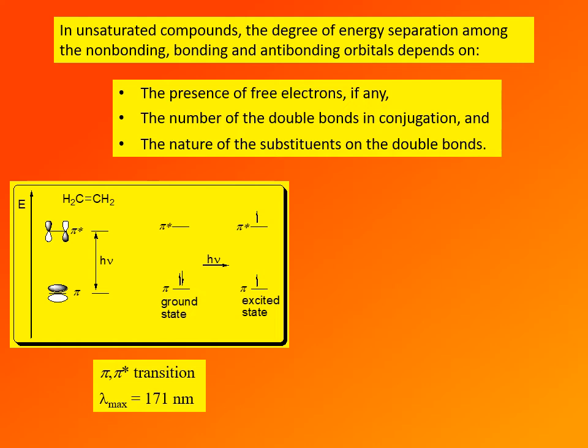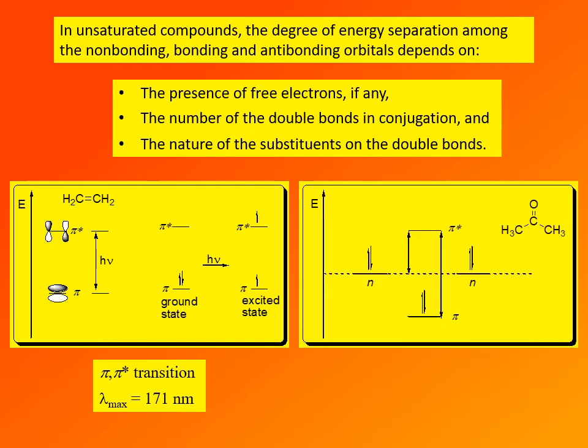That's actually below the 200 nanometers cutoff that we can observe under ordinary UV visible spectrometers that use quartz cuvettes, because quartz absorbs below 200 nanometers. So for something like this, we have to use vacuum UV. So this is typically a compound that would not be suitable: just one double bond without any substituents, without any free electron pairs. That's not a compound that will be suitable for study by UV visible spectroscopy.